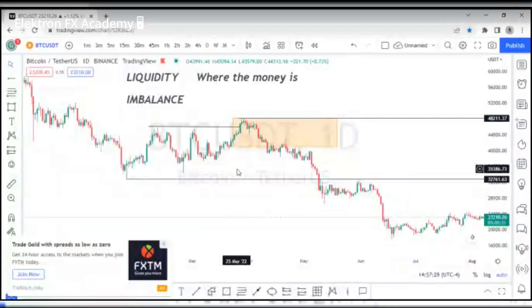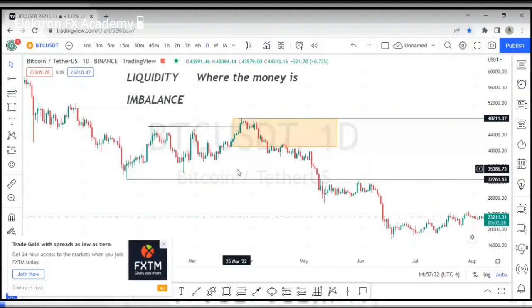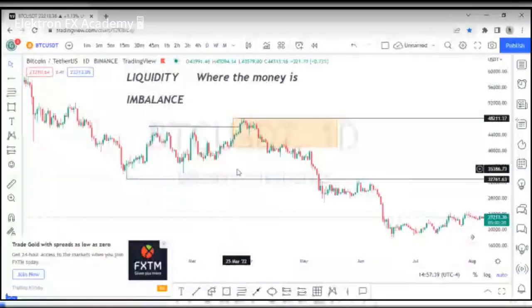We have patterns like the bullish flag, bearish flag, asymmetric triangles, head and shoulders, cup and handle. Cup and handle was one pattern that I never understood. I looked at it and my head could not grab it, so I just left it. So those are the patterns that can be classified as liquidity.